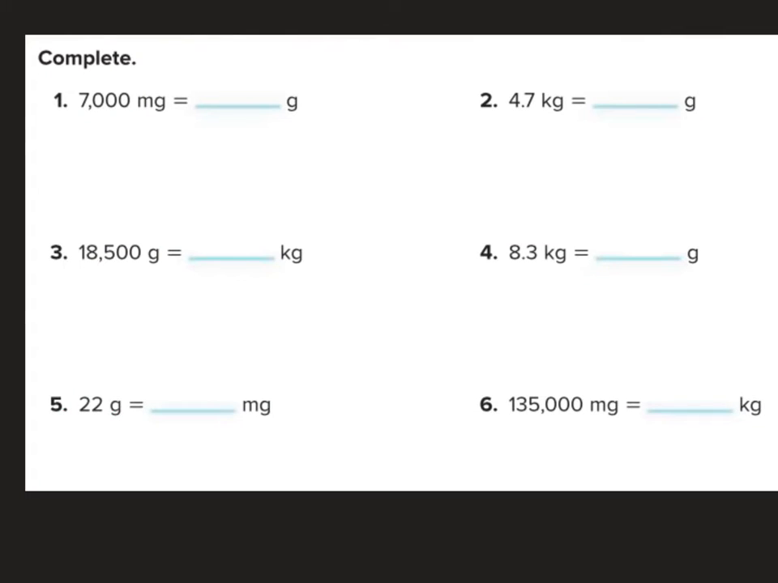Okay. Here it is. This is what I was looking for because I knew there was going to be one. 7,000 milligrams to grams. Okay. So we know 1,000 milligrams equals 1 gram. So 7,000 milligrams are going to equal 7 grams. There we go.